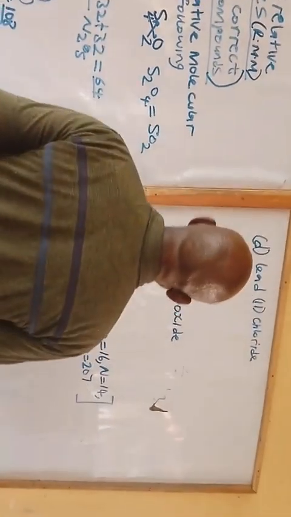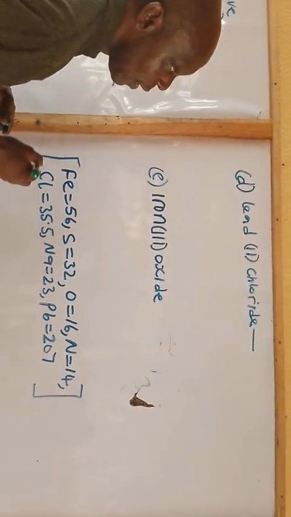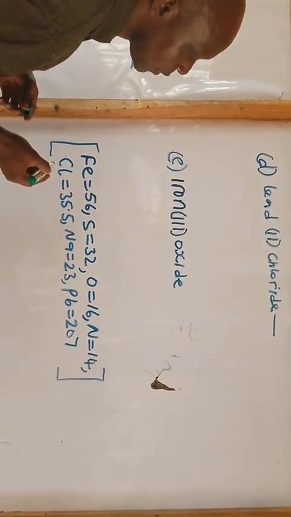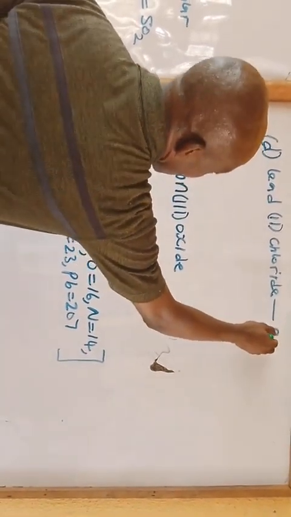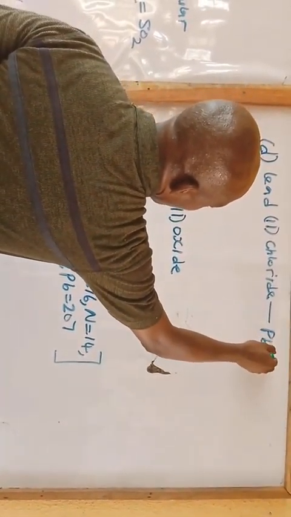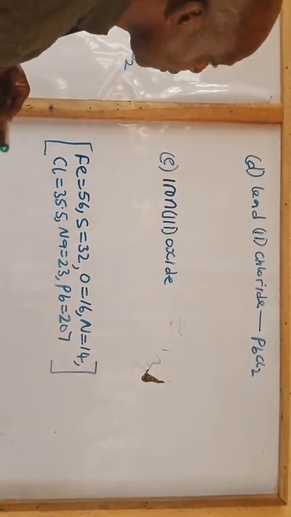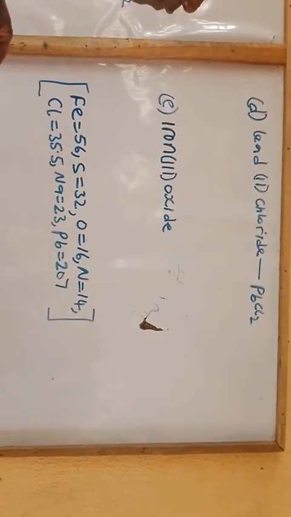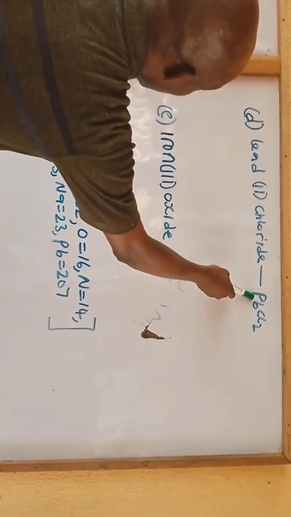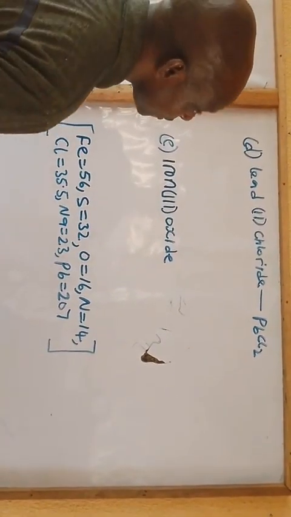Then the fourth one. As usual, the first thing you are to do here is to try and write the correct formula of lead 2 chloride. The correct formula for lead chloride is PbCl2. Yes, because it says lead 2 chloride, lead will be having the valency of 2 and chlorine valency of 1. When they exchange their valency, the 2 for lead will go to chlorine, 1 for chlorine will come to lead. So that is why it is PbCl2.